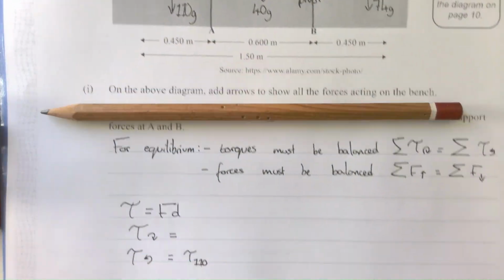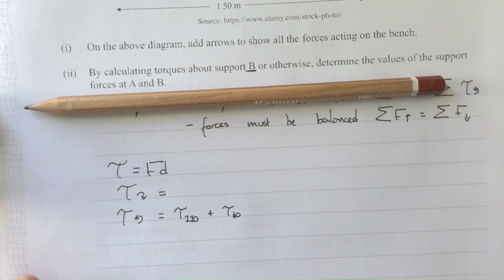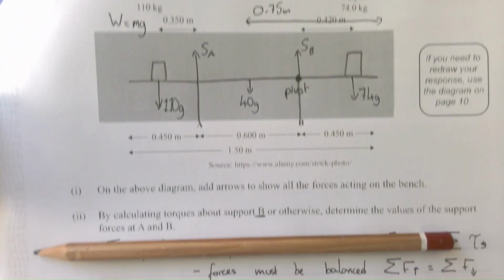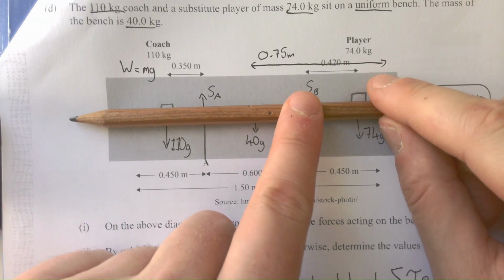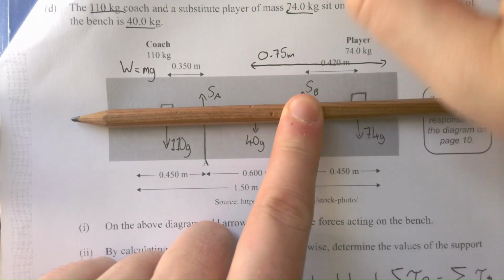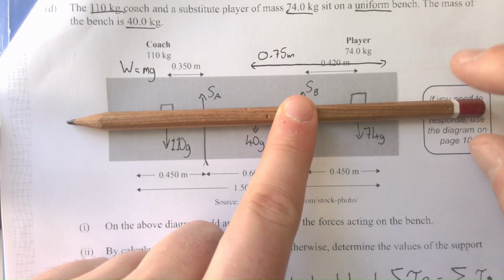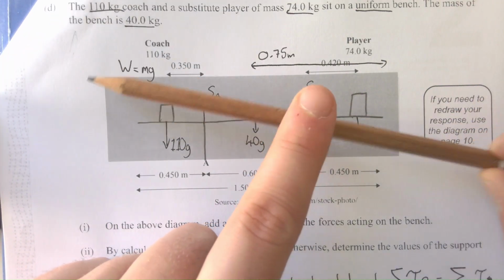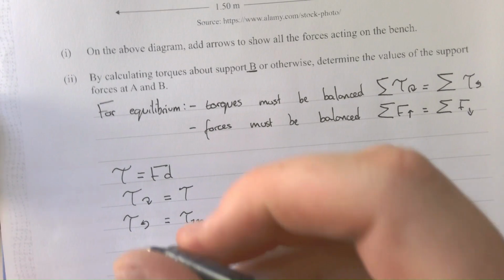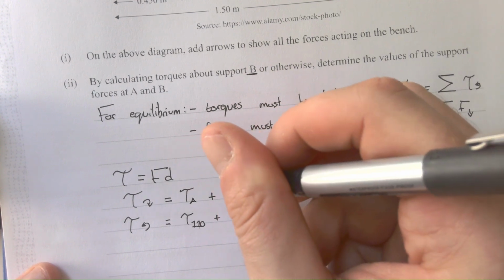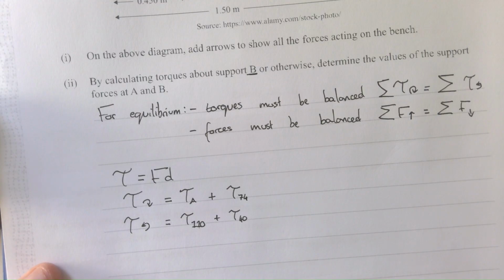So we're going to have our torque of the 40 kilogram bench. Then there are no other forces that are going to spin this bench anti-clockwise. Our support force at A is going to turn it clockwise, and the mass of the 74 kilogram player is also turning the bench clockwise. So I have my tau of A plus my tau of 74. Tau being this curly Greek letter for torque.